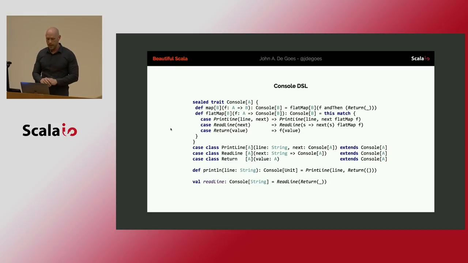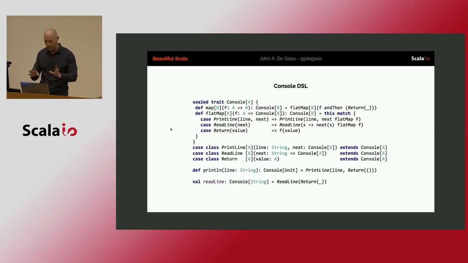In this slide, you can see a very simple data structure called Console A. Console A represents a program that returns an A, but along the way, it can print out stuff to the console and it can read lines in from the console. This is a pure data structure. There are no effects. Everything is immutable. A Console of A is an immutable value that represents a program which will return an A and possibly do some other effects along the way.